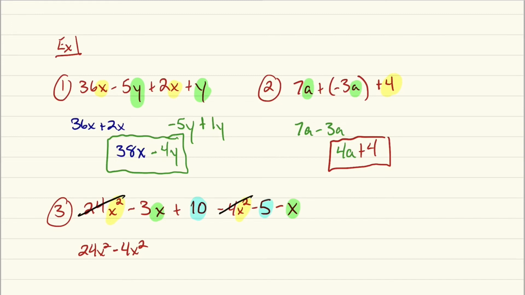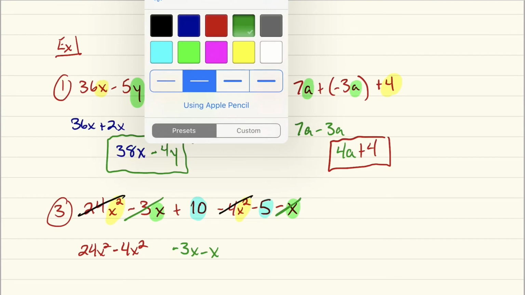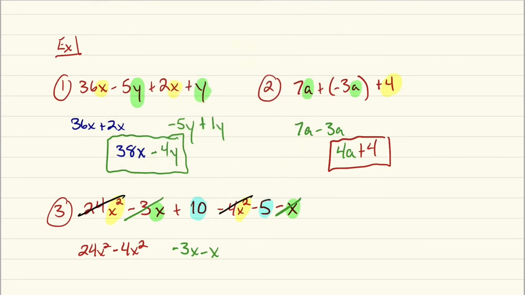The next kind of problem, or the next variable that we have, are our x's. So that's a minus 3x, again because of the minus in front of the 3 in the original problem. And the minus x because of the minus in front of the x at the end. And then our last kind of problem that we have are just our numbers, which is 10, and then a minus 5 because of the minus in front of the 5 in the original problem.